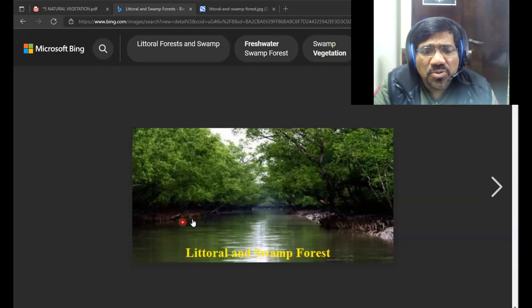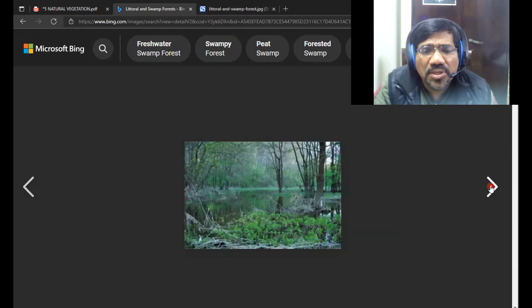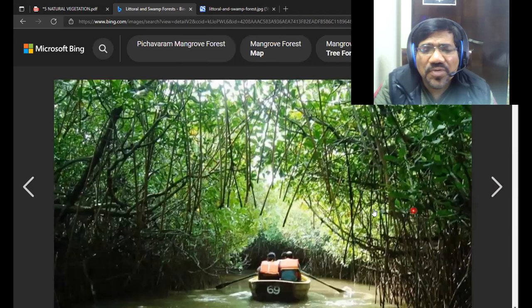Here you can see the littoral forest, and you can see how there is water everywhere, and on the water the trees are growing, and these have got hanging roots. And maybe I can show you more. You can see the water and the trees also. This means these are specific trees which can grow in the water also. Further, you can see people moving in the littoral forest, and how these forests have got hanging roots.